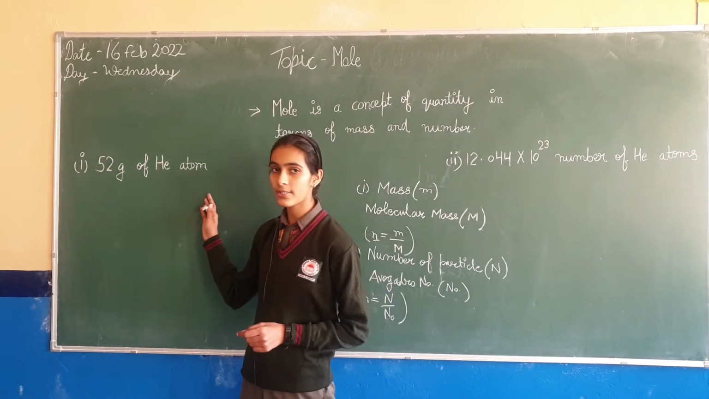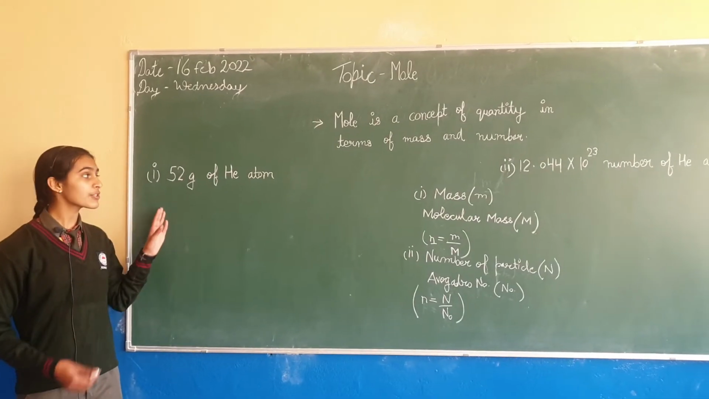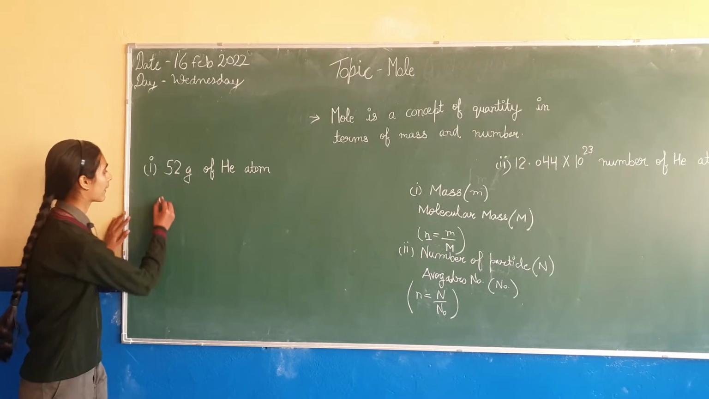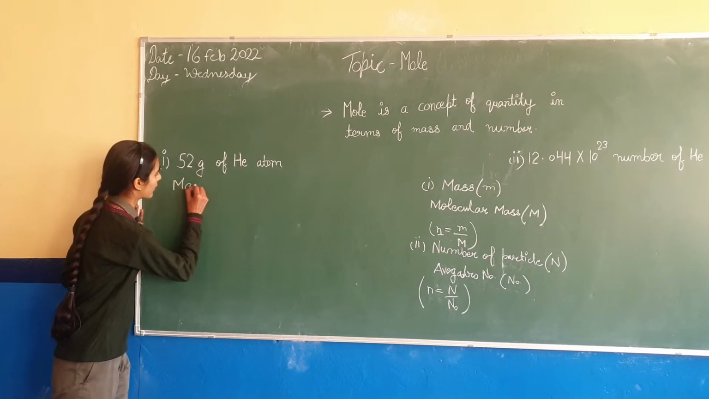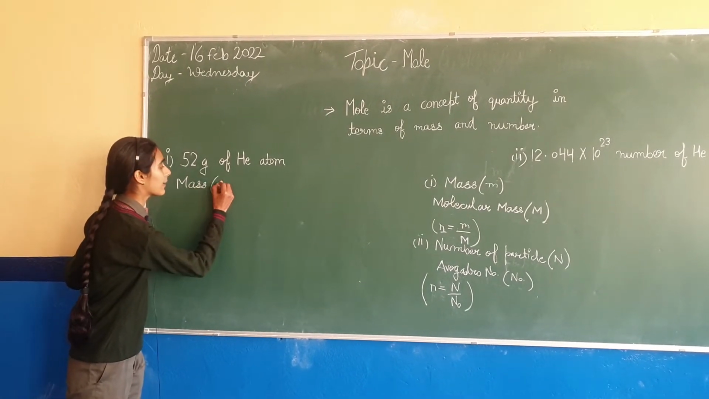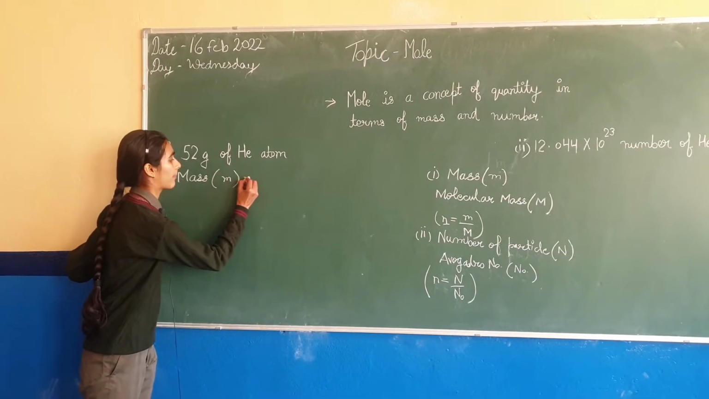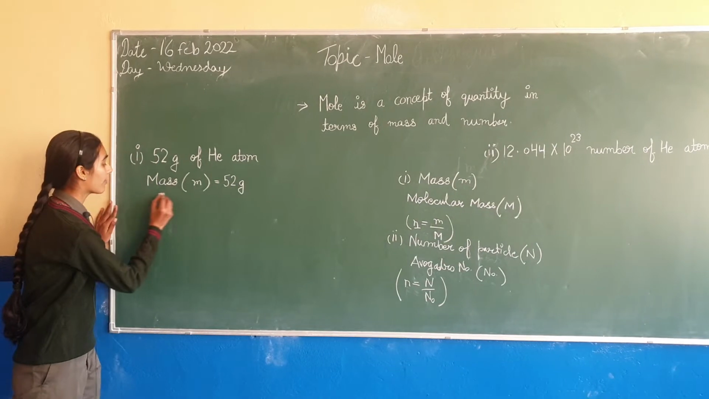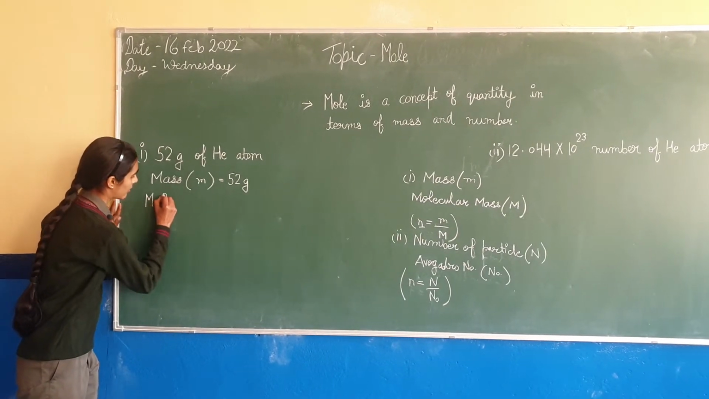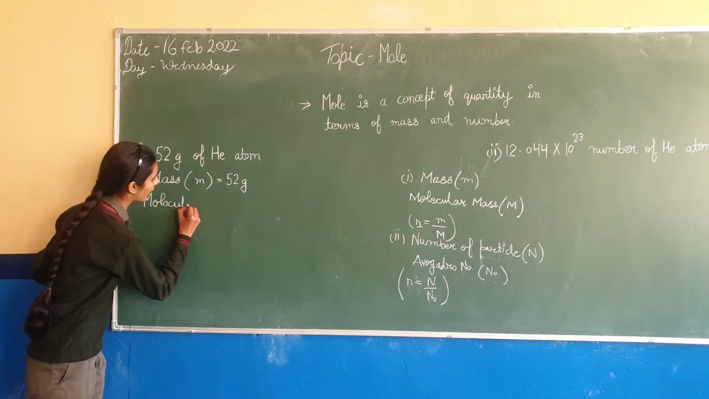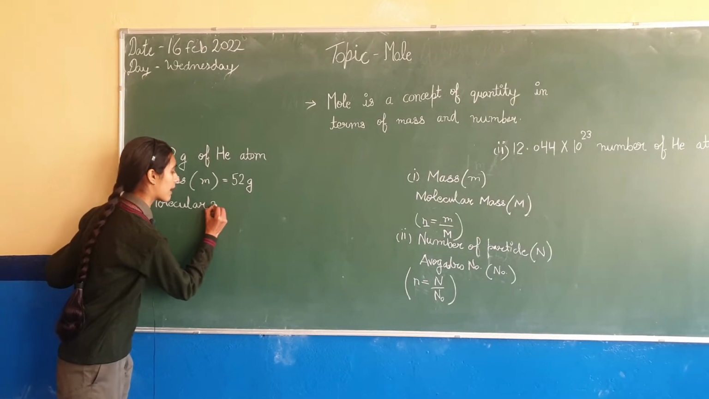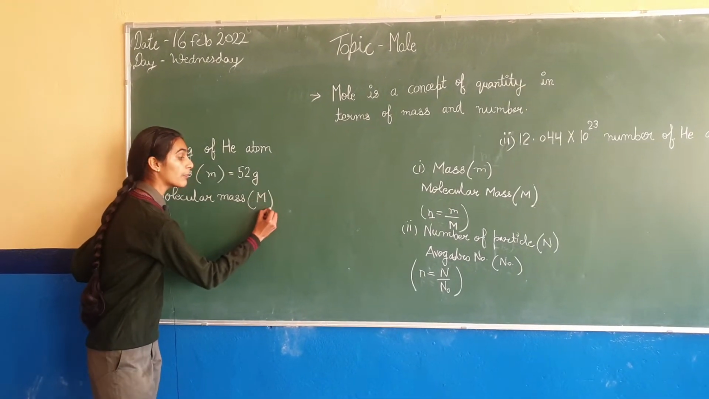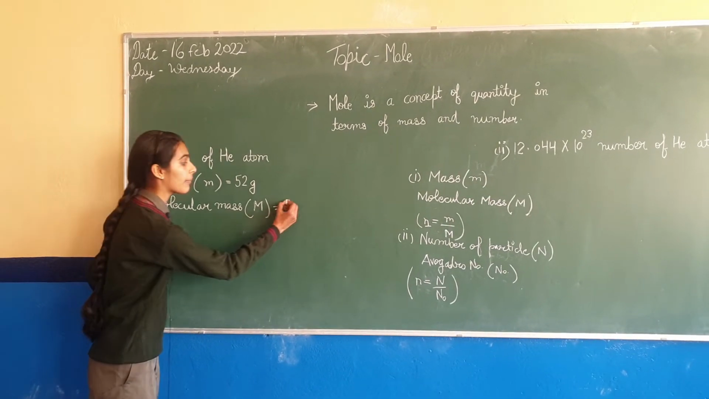This is our first numerical. In this numerical, we are given 52 gram of helium atom. So here mass is given, and I have told you that we will represent mass by small m. The unit of mass is gram, and the value is 52 gram. Second, we want molecular mass, and we will represent molecular mass by capital M. We have to find the molecular mass of helium atom.